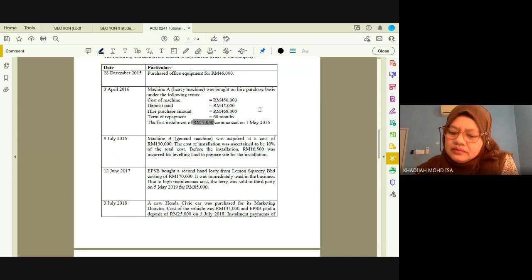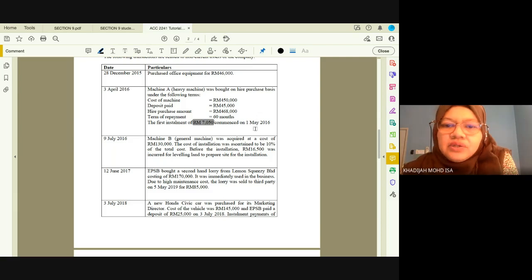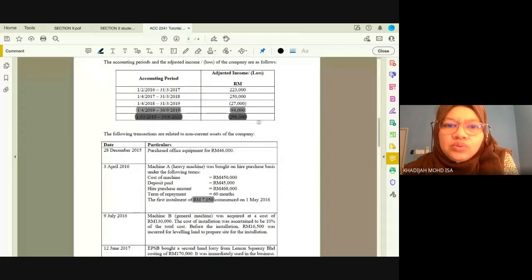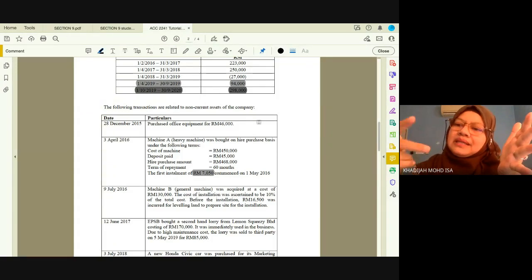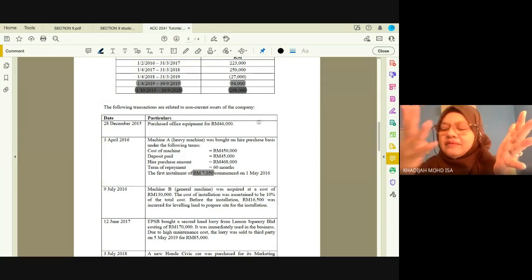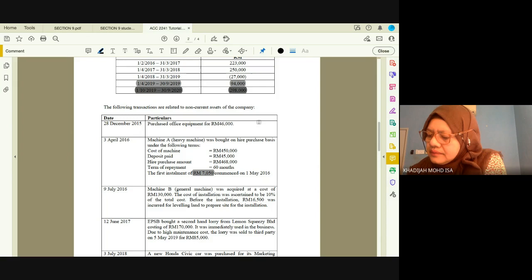Minus 45, divide by 60. How much is the monthly installment payment? 6,750. And for YA 2017, the year end is 31st March, meaning how many months do you pay? May, June, July, August, September, October, November, December, January, February, March. How many months? 11 months. 11 months times 6,750, using the calculator, you will have the QE of 74,250. Am I right? Yes. That is the QE for YA 2017.